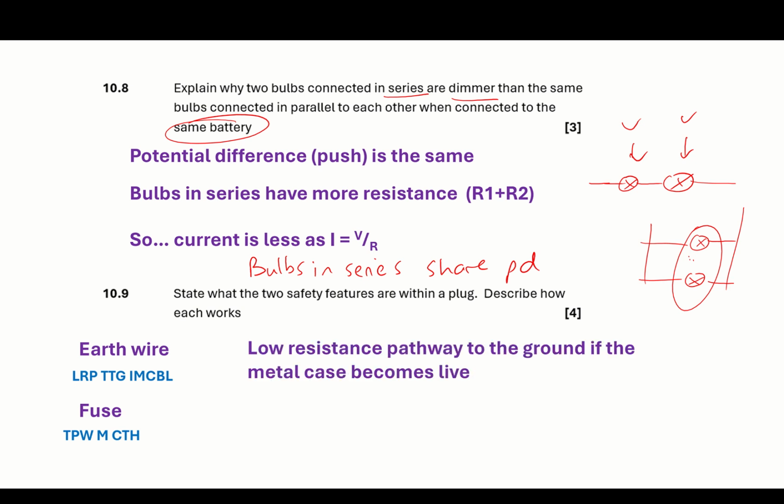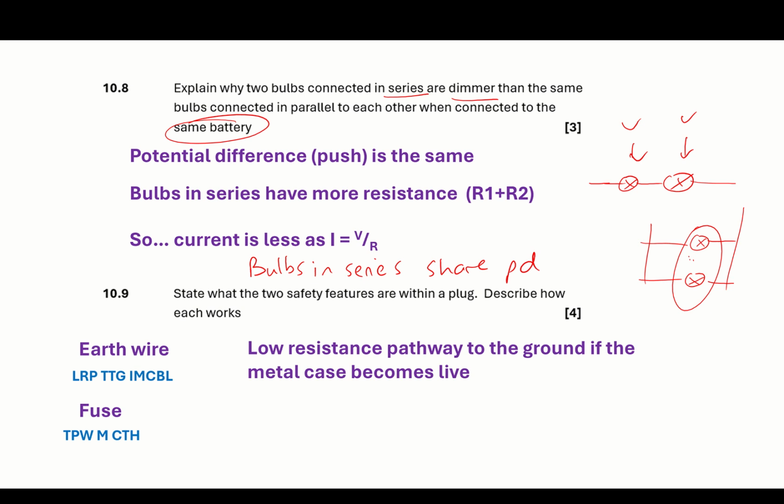So the earth wire is a low resistance pathway to the ground if the metal case becomes live. So I've got a connection to the metal case. If I touch it, the current is not going to go through me. It would still rather go through the wire that's grounded because it's a lower resistance and the person is high resistance.